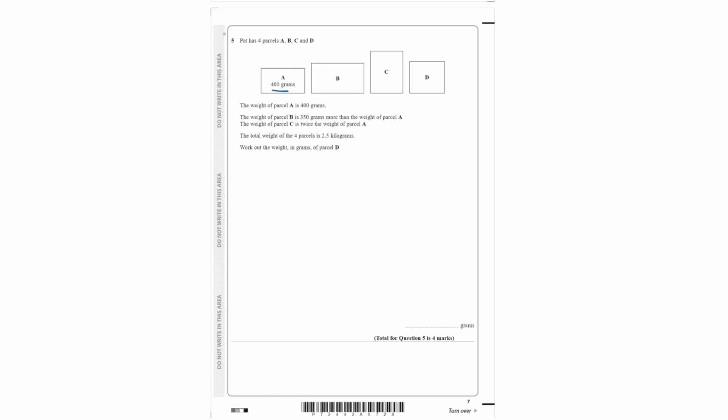The weight of parcel B is 350 grams more than the weight of parcel A, so that means we simply add 350. So 400 plus 350 gives us 750 grams. The weight of parcel C is twice the weight of parcel A, so that simply means 2 times 400. So this is simply 800 grams.